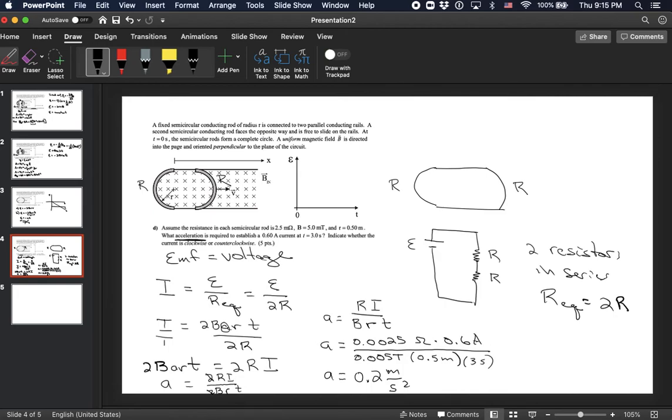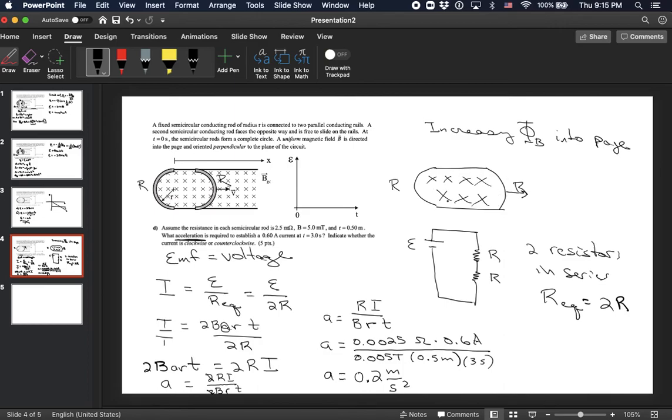So the last thing they want to know is to indicate whether the current is clockwise or counterclockwise. To find the direction for the current, I want to think about flux. I've got this B field going through here, and this side is moving to the right. That means the flux is increasing. So I have increasing B, or increasing flux, into the page. Increasing B field into the page.